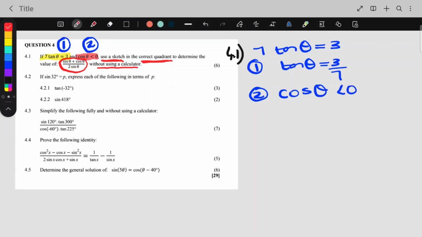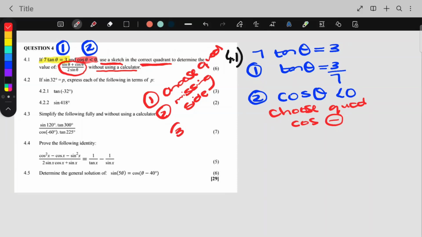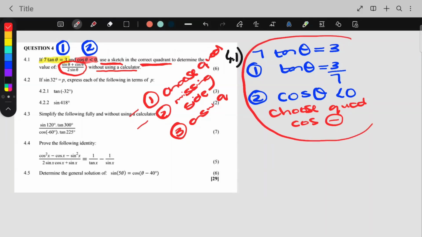What does that mean? It means I must choose a quadrant where cos is negative. So wherever the angle is, cos will be negative. I'm going to use this information to choose my quadrant. Step number 1 is to choose a quadrant. Step number 2 is to work out the missing side. And then step number 3 is to answer the question. So can you see I don't look at the question? For number 1 and 2, I only use this information over here.